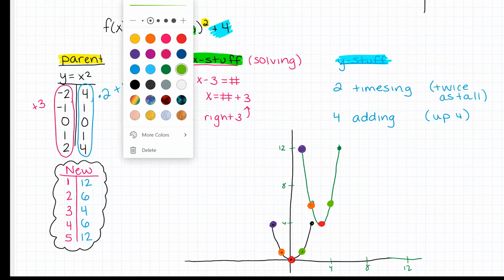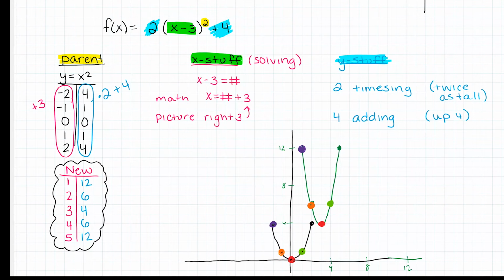And then lastly, trying to pick a color that would stand out, this dark blue. So if we look at this point 2, 4, it moved to the right 3, got twice as tall, that made it 8 tall, and then we moved up 4. So each of these points corresponds to a new point on the graph.